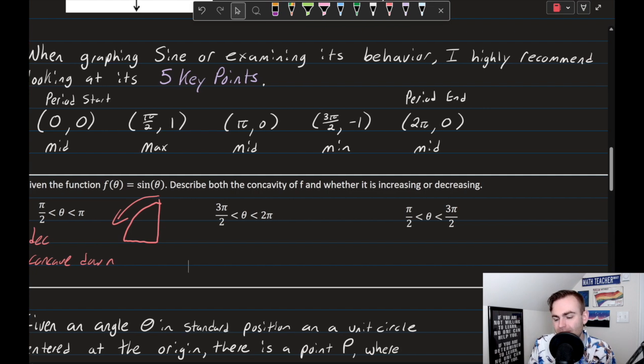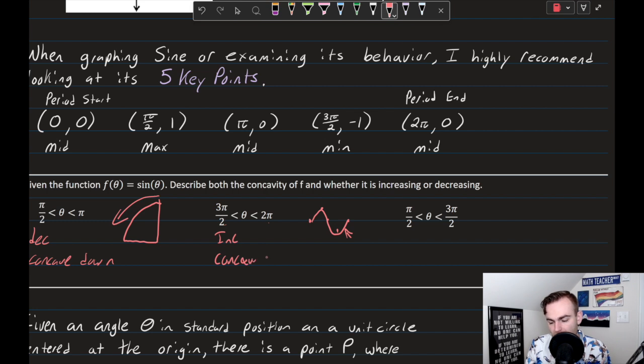Something else you can do is you can draw a rudimentary sine curve based off of our 5 key points. We know that we're going middle, up, middle, down, middle. We're making an S, right? And each of those is a quarter of the circle. So if we're going from 3 pi over 2 to 2 pi, we're talking about this part right here. What is that? Well, it just so happens to be increasing, and it happens to be concave up. Not too bad.